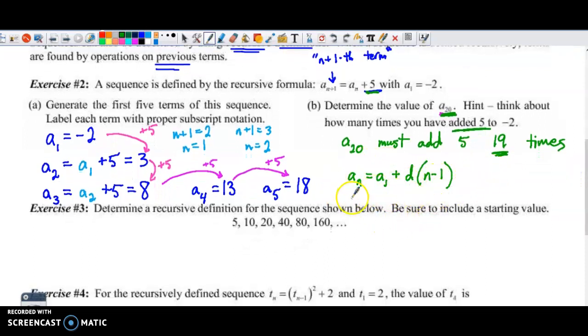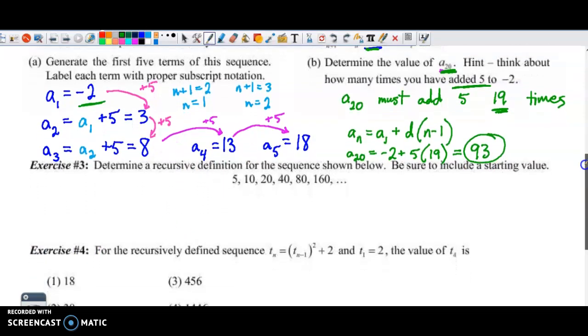So the correct answer for a sub 20 is equal to the first term, which was negative 2, plus the common difference, and plugging 20 in for this n, 20 minus 1 is 19. I don't know how many of you would need a calculator for that, because 5 times 20 would give me 100, so 5 times 19 must be 95, and adding negative 2 to that should give me 93. So again, this has been an arithmetic sequence because we're adding the same number over and over again.